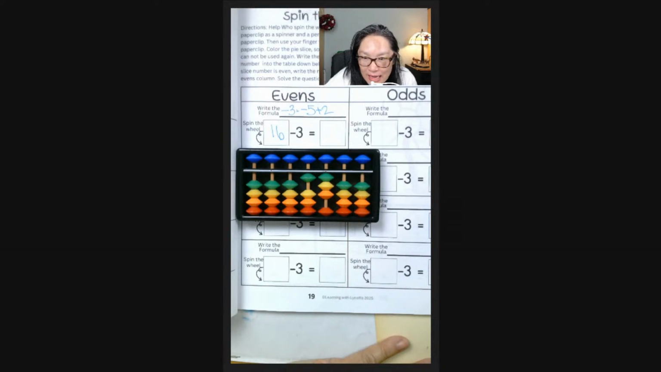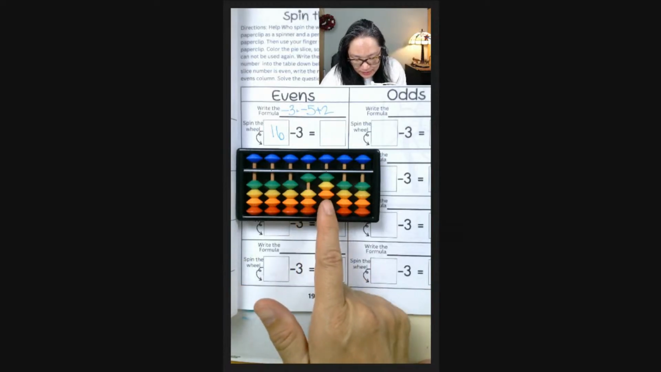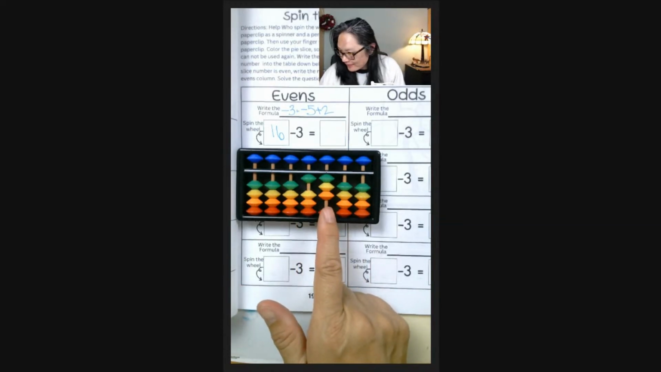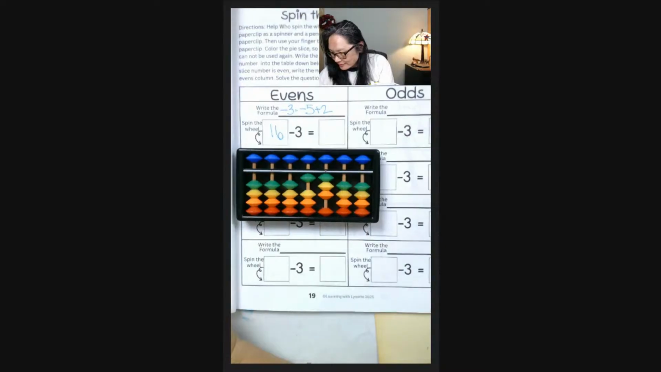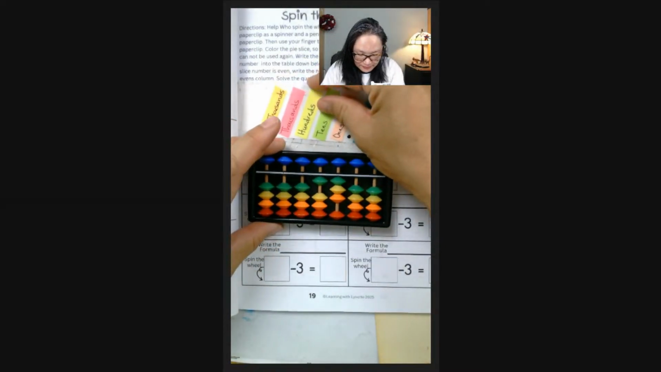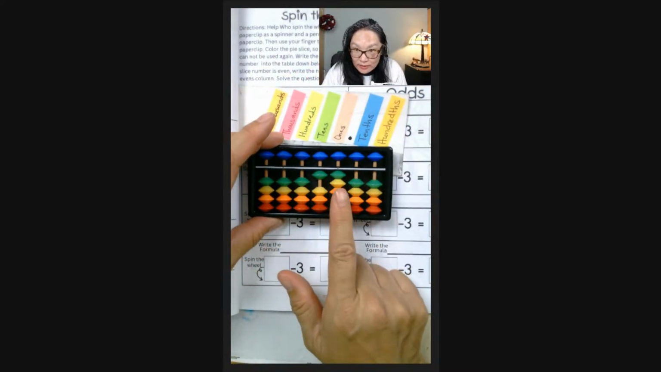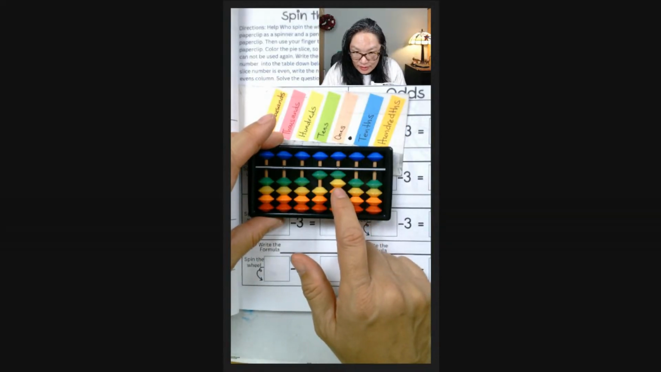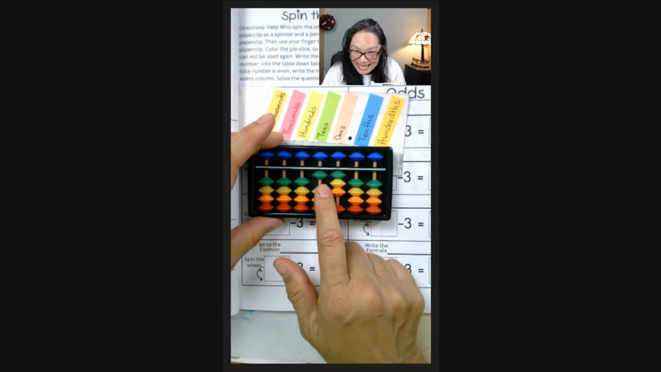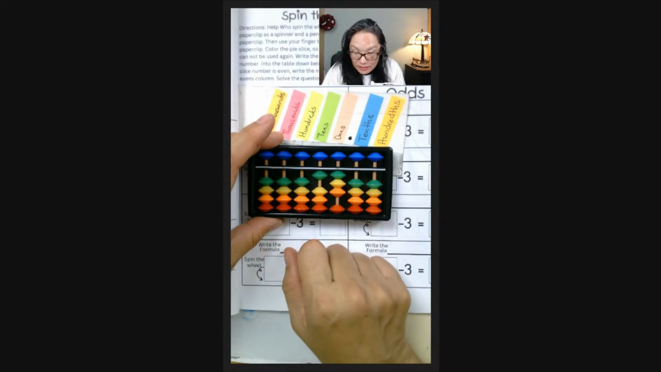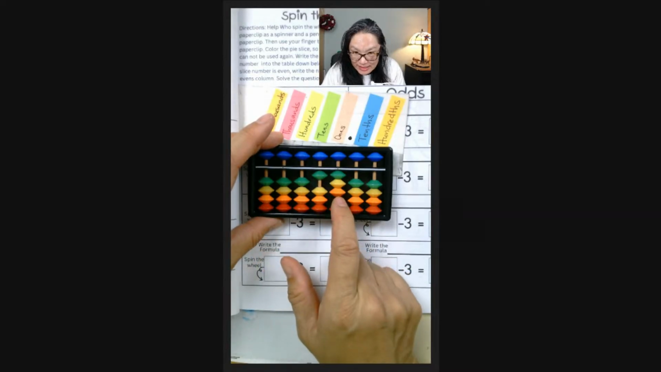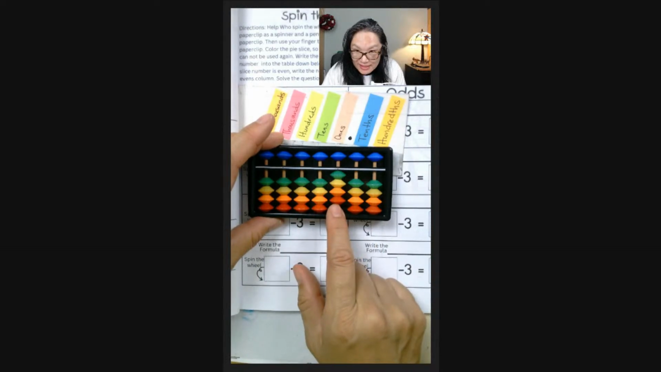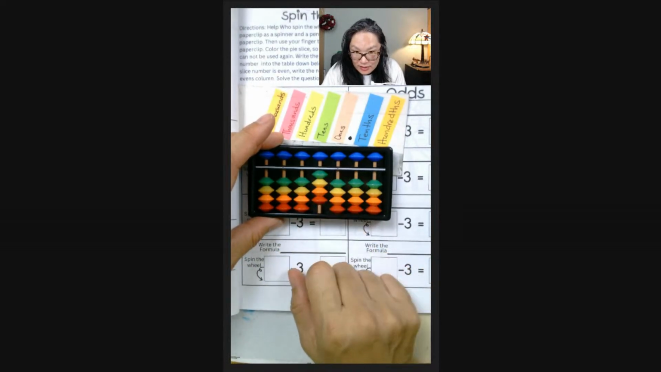How is this 13? How? 1, 3. Ones, 1, 2, 3. Tens, 1. So it's 13. 4 looks like that. This will always be 4. This is 4. This is 4.